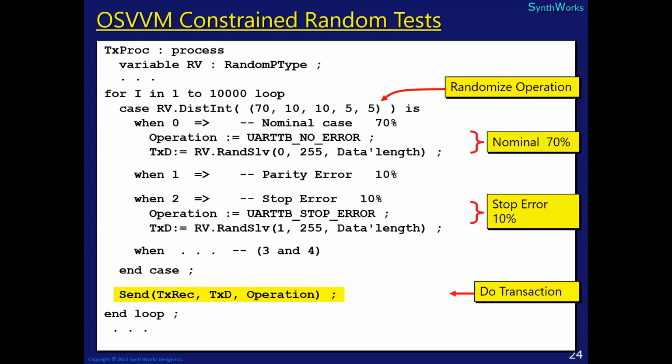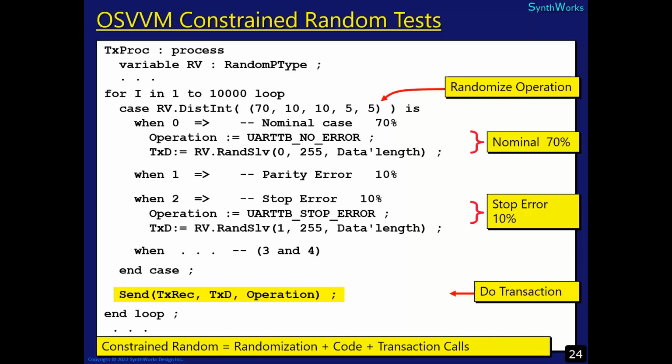Then here at the end, we're doing the transaction, but that's not the only way to do this. In the first case, we could be doing something that transfers 2 packets, and in case 2, we might be transferring 3 packets, and so on. So there are different ways to do this. What we have here then is OS-VVM's methodology for constrained random: randomization plus code plus transaction calls, and that's how we implement things.